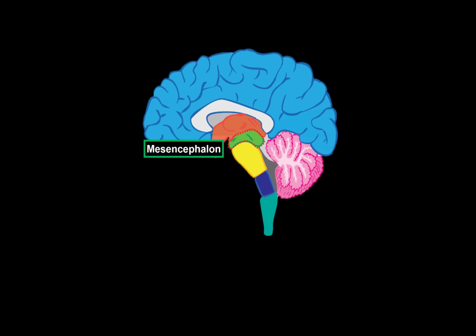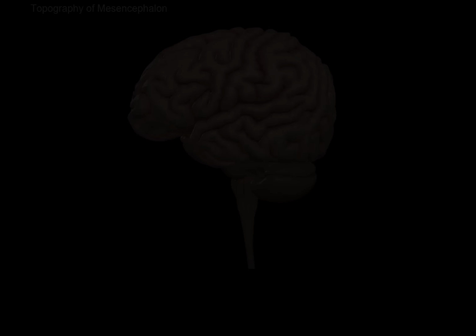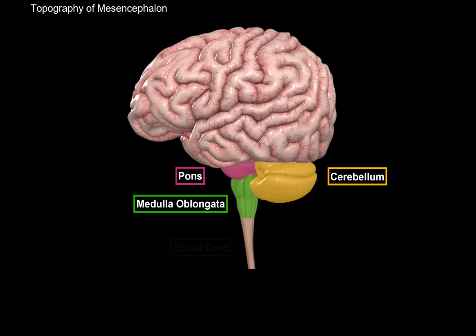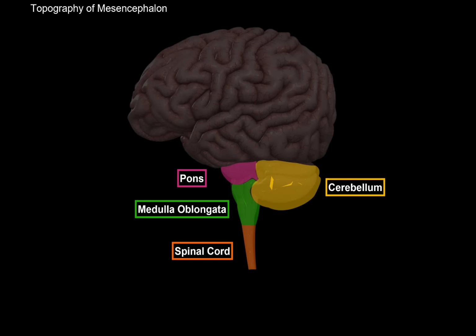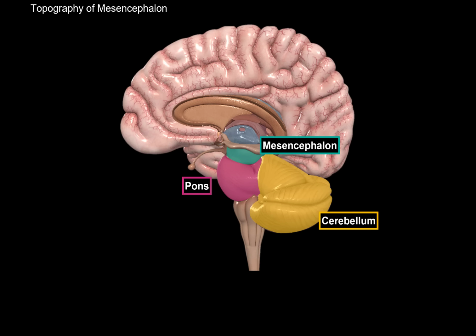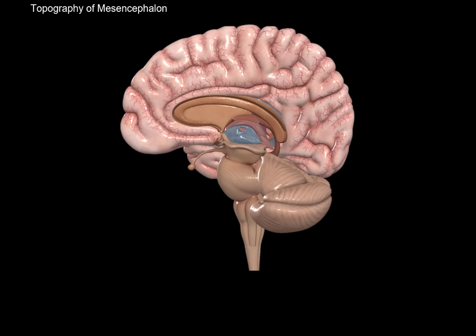Alright, so we can start by replacing this picture with a little more realistic one. From this view, we can locate the pons, the medulla, the cerebellum, and the spinal cord. Now if we remove a part of the cerebral cortex, you'll be able to see the rest of the brainstem, which is the mesencephalon, or the midbrain. So, as you see from this picture, the midbrain is located above the pons, in front of the cerebellum, and below the diencephalon.